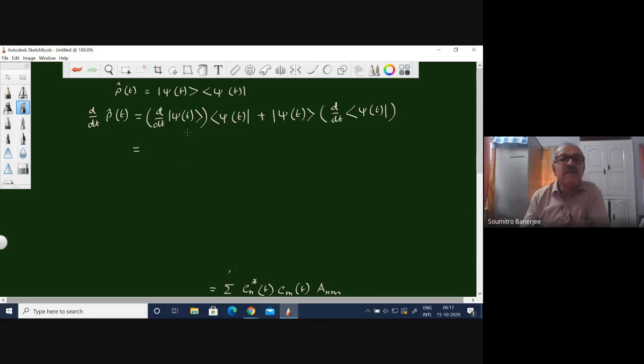Now, this we know from the Schrodinger equation. This is nothing but 1 by i h cross, H operator operating on psi of t. It may be a time dependent operator, so let me keep that in mind. So this completes this part, and then we have psi t.